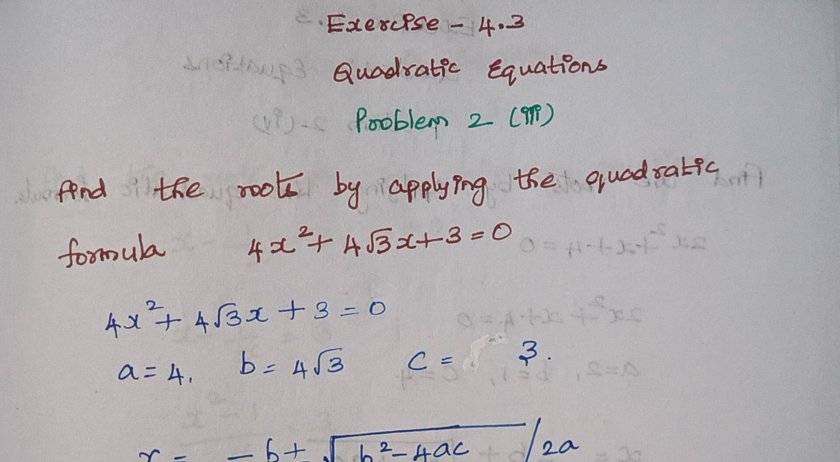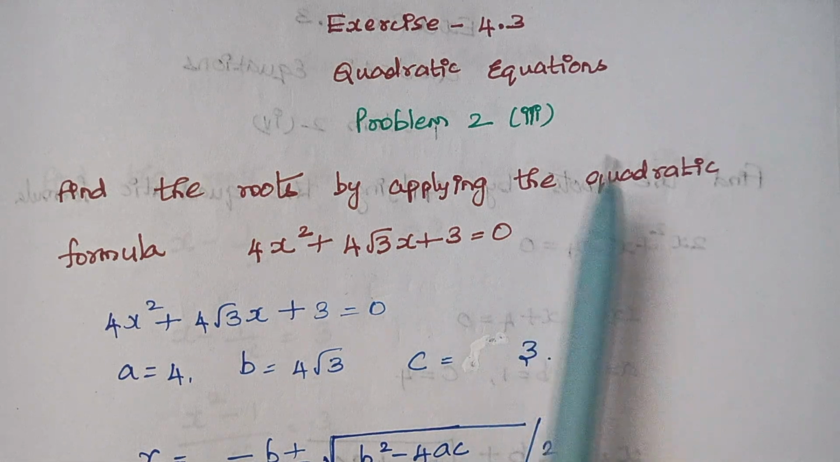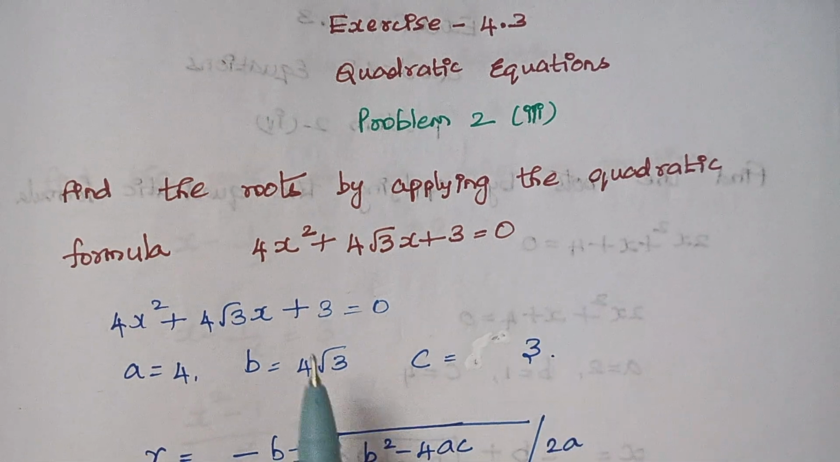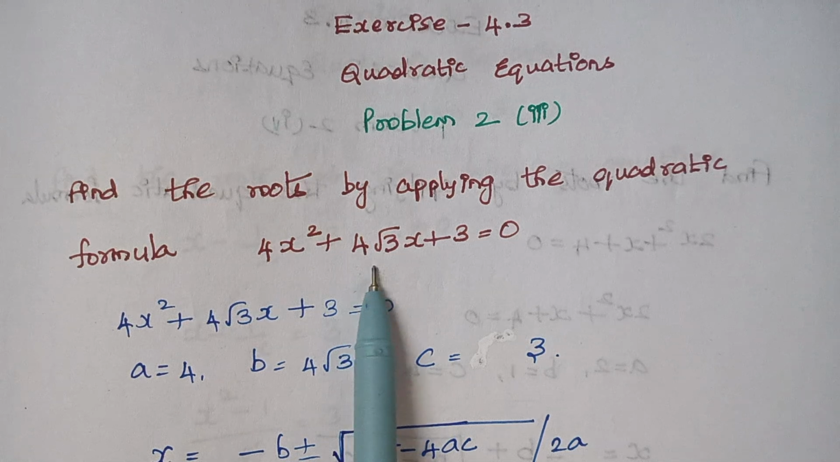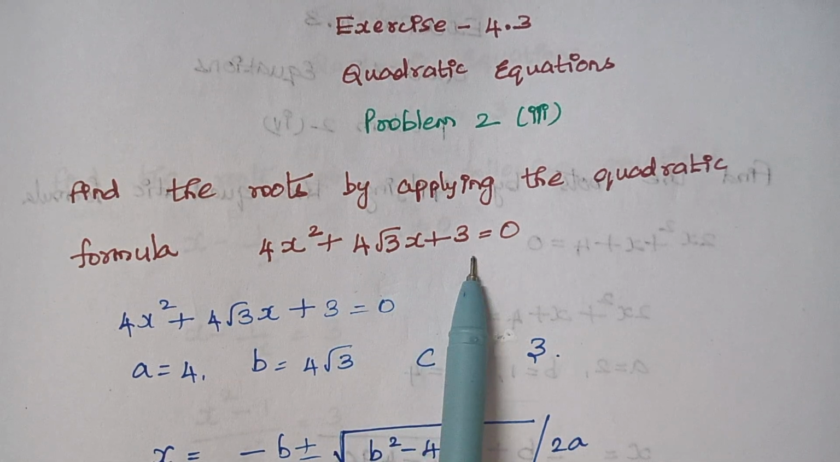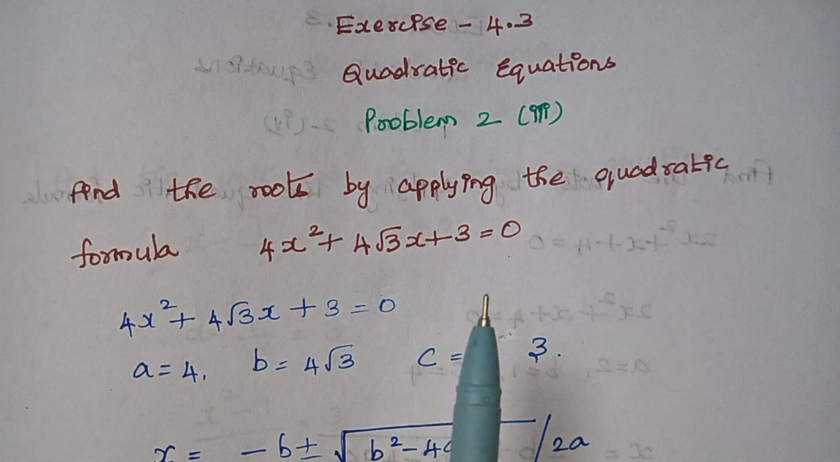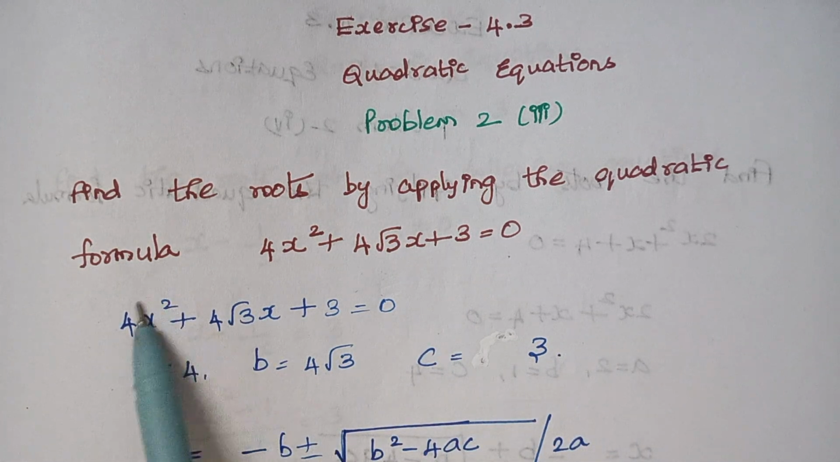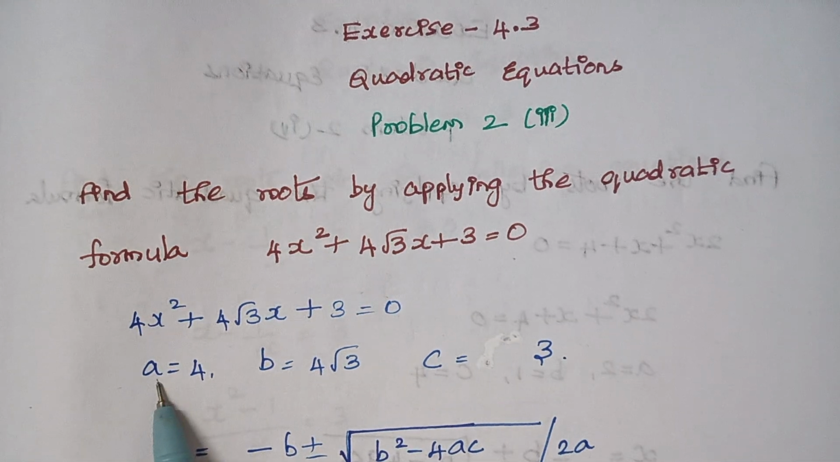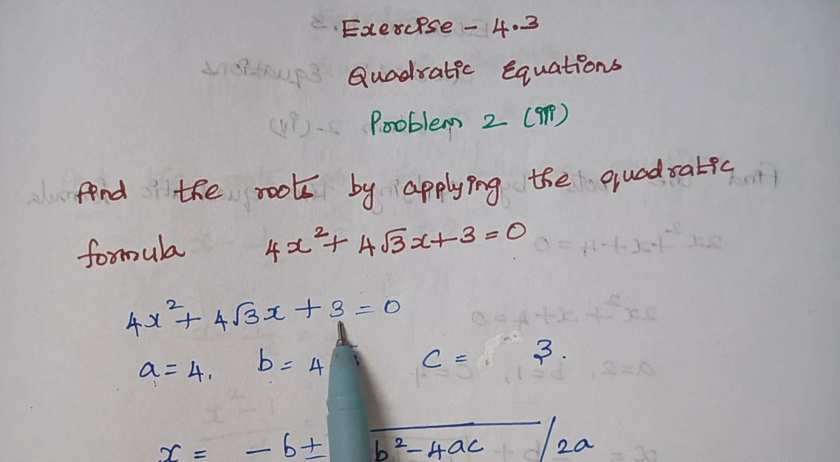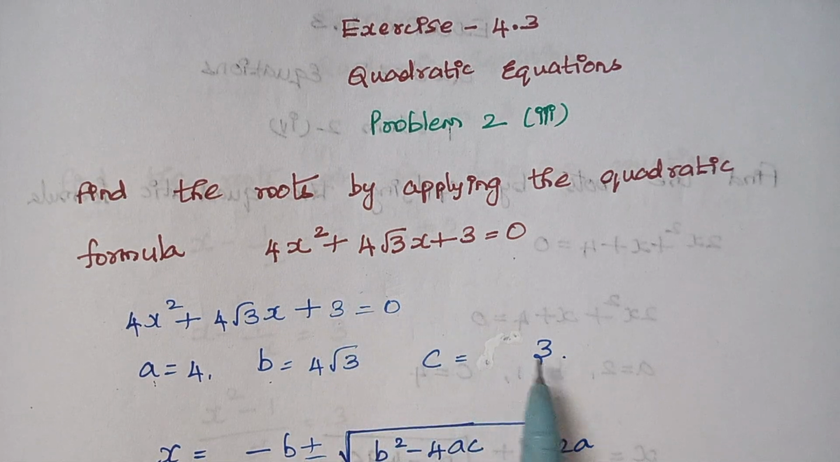So now we are going to solve third part of our problem number 2. So find the roots by applying the quadratic formula, and the problem is 4x square plus 4 square root of 3x plus 3 equal to 0. So again just list down the values of a, b and c. So the coefficient of x square is 4, which is nothing but a. Coefficient of x is 4 root 3, which is nothing but b, and coefficient, that is constant term, c is 3.